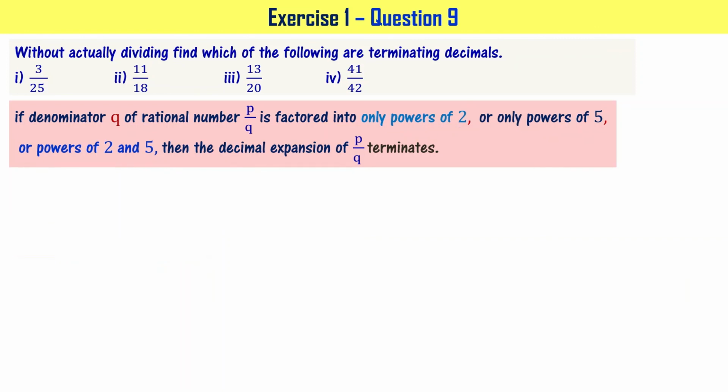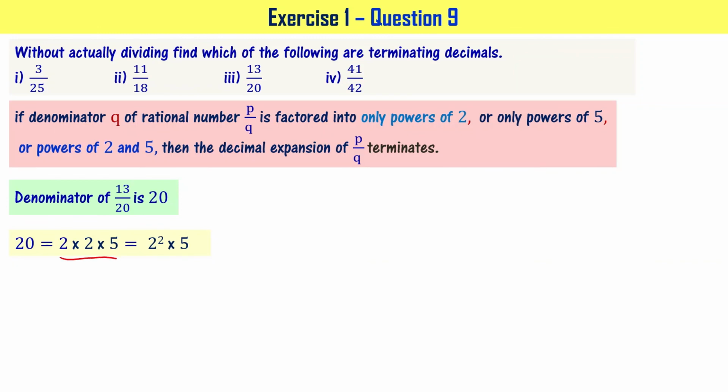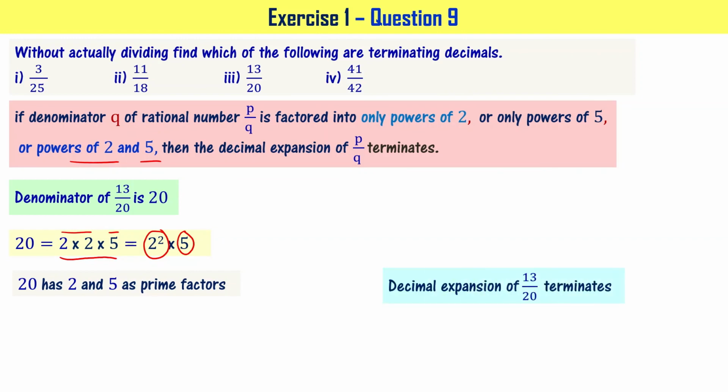Let's see the third problem, that is 13 by 20, right? 20 is the denominator. When you write it as prime factors, it can be written as 2 times 2 times 5, right? 2 times 2 is 4, 4 times 5, 20. 2 square times 5. Look at this. We have powers of 2 and powers of 5, right? Since 20 has both 2 and 5 as prime factors, and we could express 20 as 2 square times 5, we can say that the decimal expansion of 13 by 20 is also going to get terminated.